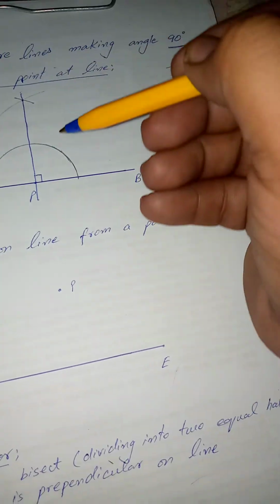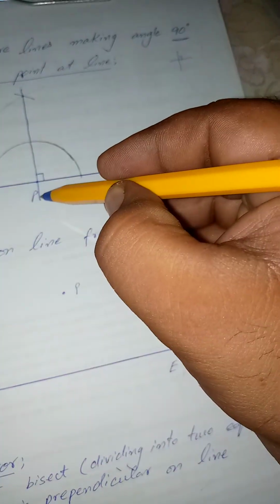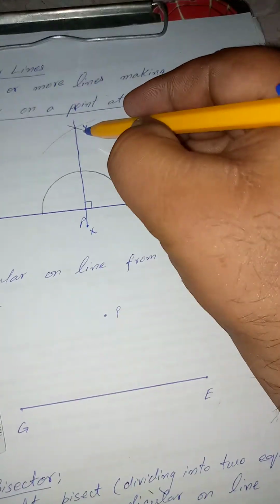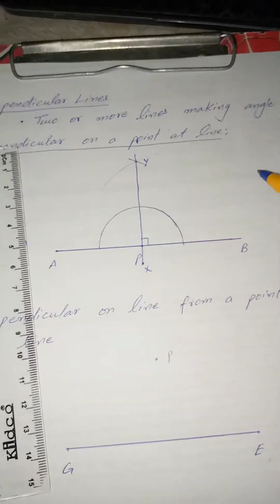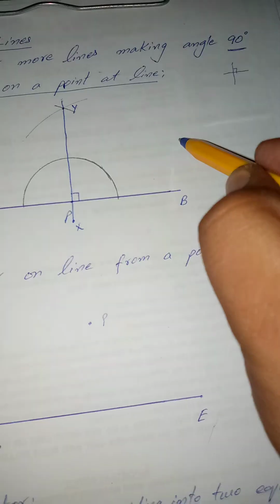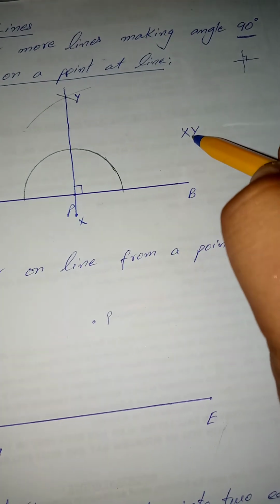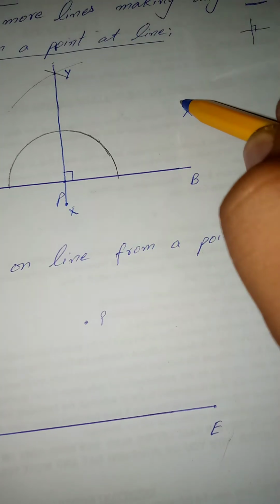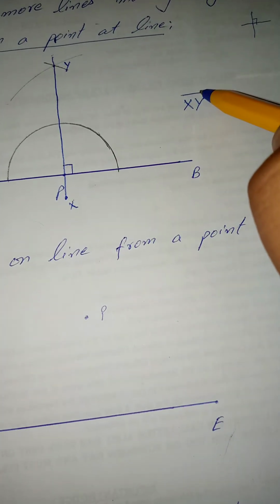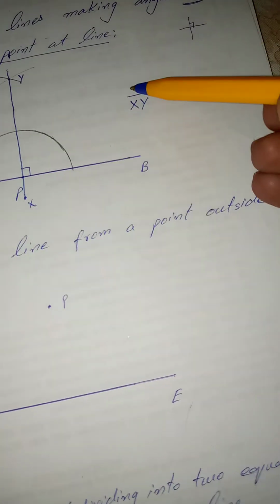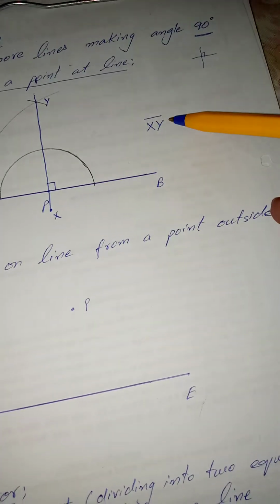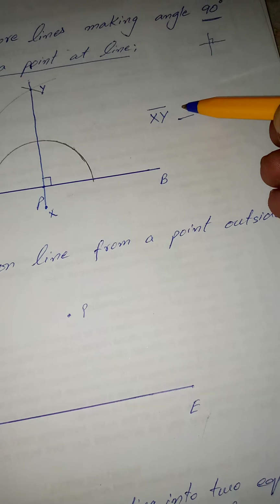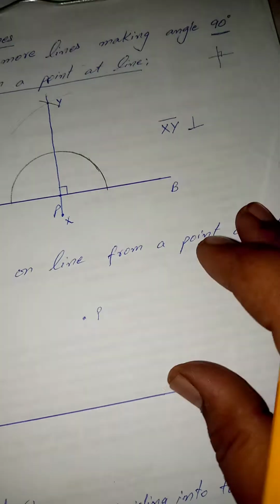We can name it as well. For example, if we name it as XY, we can write XY up here, or we can also represent it by putting a bar over it. It means that this is line segment XY. Line segment XY is perpendicular. This is the shape of perpendicular.